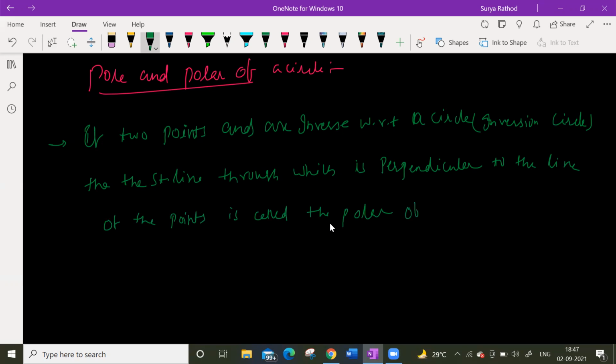Polar with respect to the circle, it is called inversion. You can write in our language, inversion pole of the polar. Right? Look at this. Let me show you.